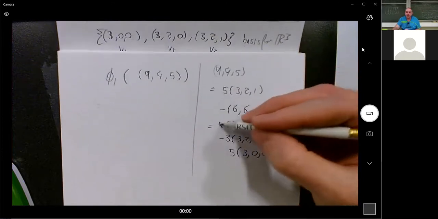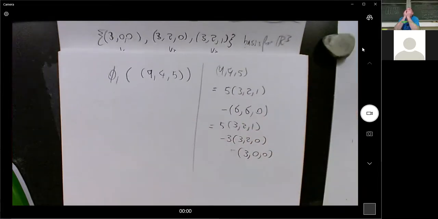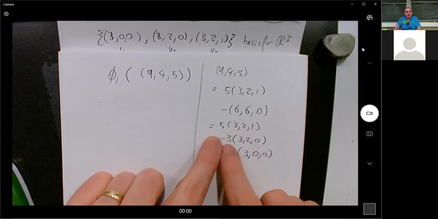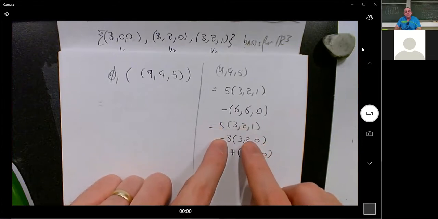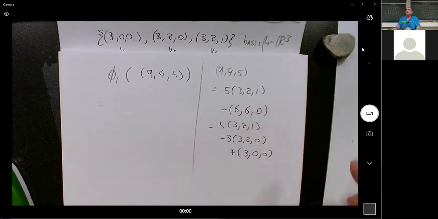Does this work? 15 minus, no, I won't. Oh, damn it. 15 minus 9 would be minus 6. Is that right? 15 minus 9 would be plus 6, sorry. And so I'd have to add another 1. So 15 minus 9 is 6, plus 3 is 9. 10 minus 6 plus 0 is 4. 5 plus 0. Yeah, okay. So this is it written as a thing.